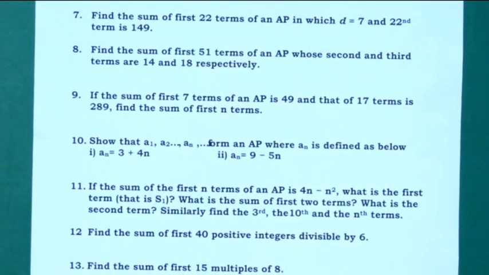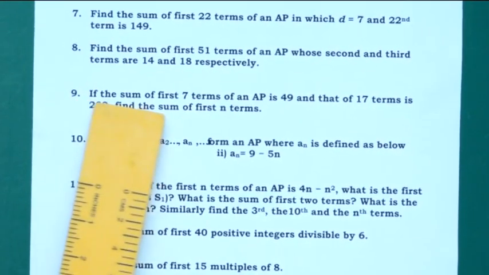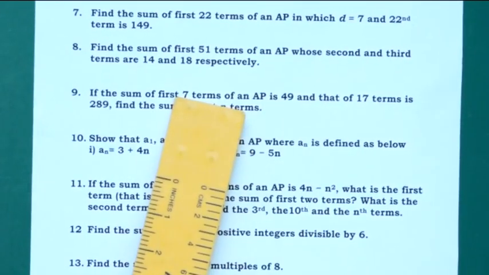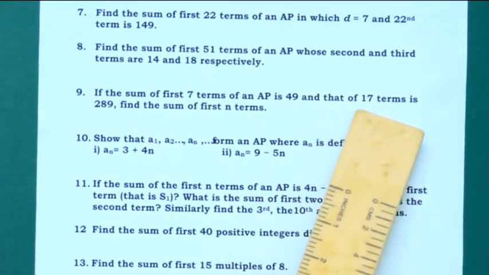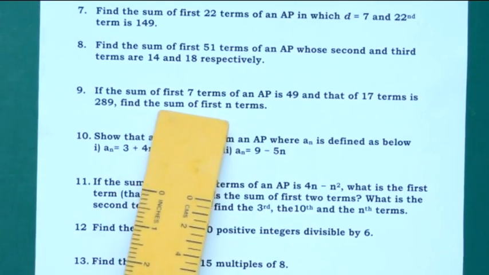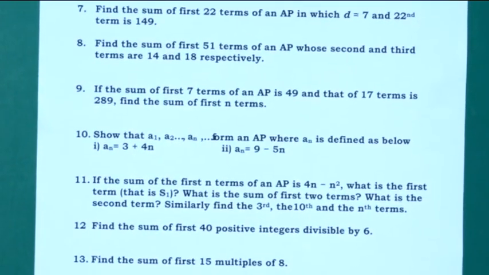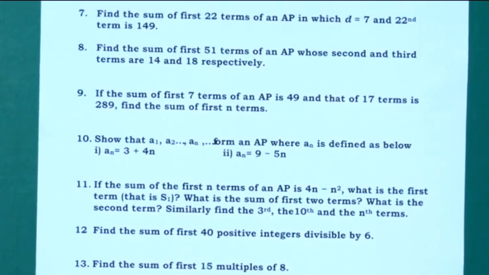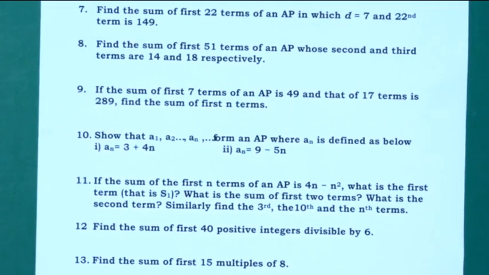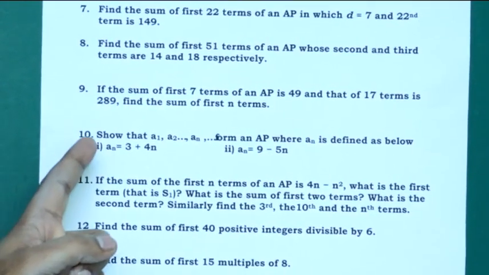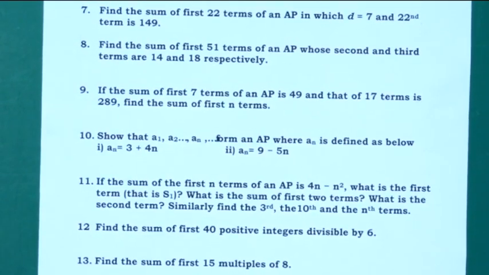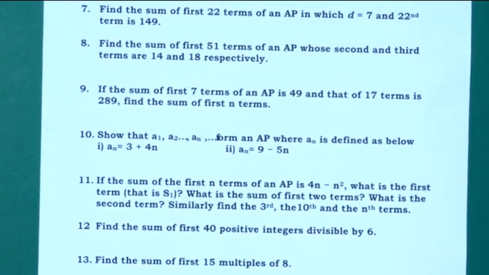Okay, children, I pass on to the 9th question. If the sum of first 7 terms of an AP is 49, and that of 17 terms is 289, find the sum of first n terms. I think this has been one of the preparatory examination questions. So it's a 4 marks question, very important one. So I will teach you now how to find the sum to n terms of the given problem.